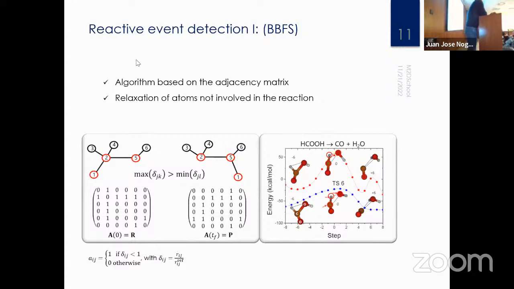Okay, I would say this is simple. This is also called the connectivity matrix. This is a simple way to know the connections of your molecule, to know how many bonds you have in your system, which atoms are connected to which other atoms.